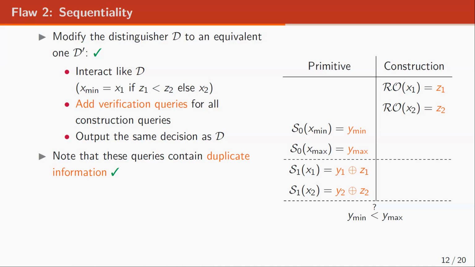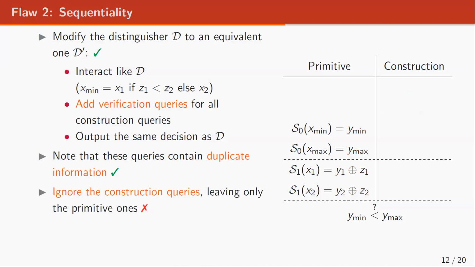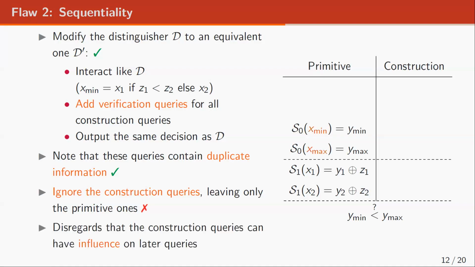So to simplify the analysis, we ignore construction queries and only consider primitive ones. But this ignores that these construction queries that we just ignored can have influence on the next queries. So in this case, we have to query x min first, but this x min depends on Z1 and Z2. So this interaction is not even well defined because we cannot do this.